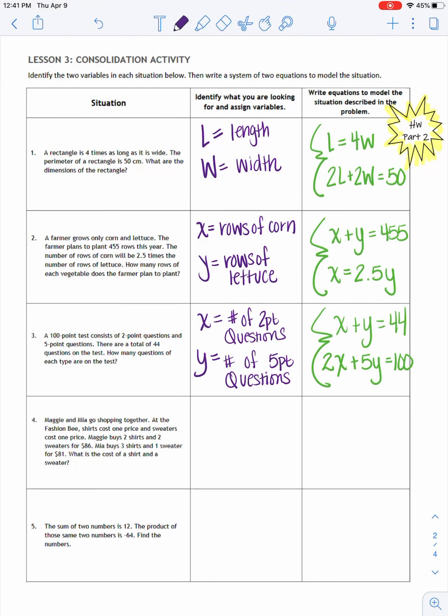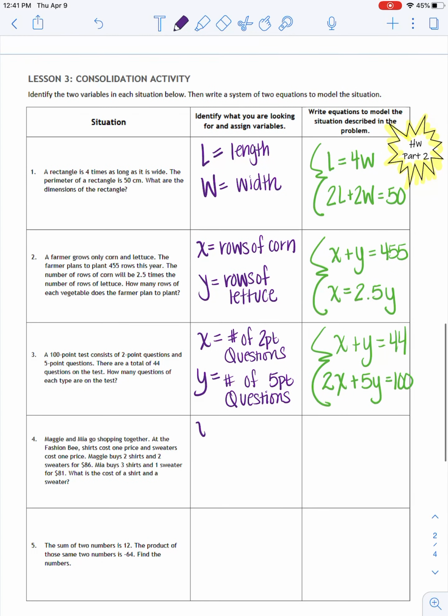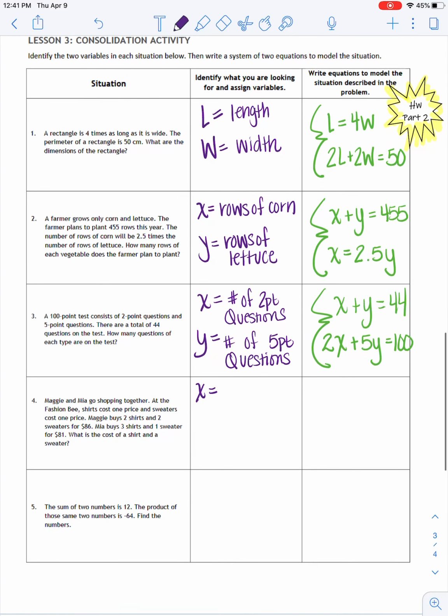Number 4, Maggie and Mia go shopping together. At the Fashion Bee, shirts cost one price and sweaters cost one price. Maggie buys 2 shirts and 2 sweaters for $86. Mia buys 3 shirts and 1 sweater for $81. What is the cost of a shirt and a sweater? Okay, remember that last question where you're being asked to find something? Those are your variables. So X would be the cost of a shirt, and Y would be the cost of a sweater.